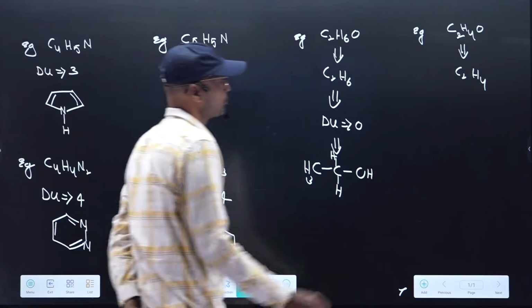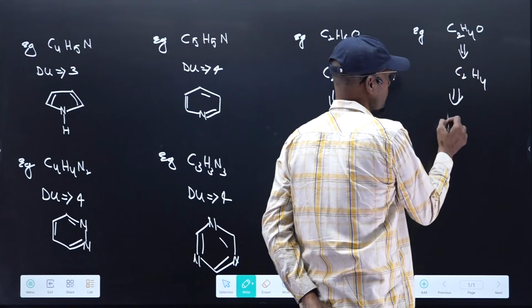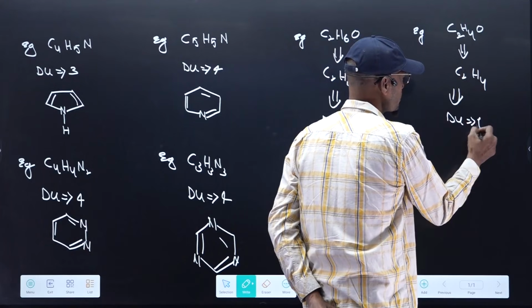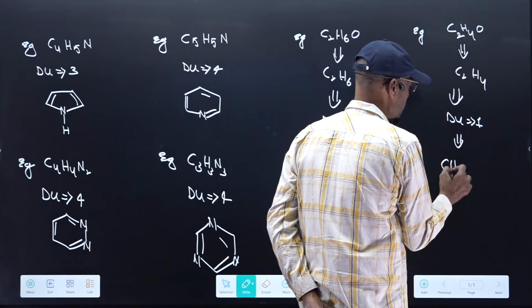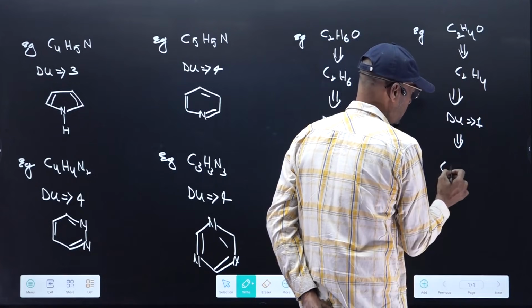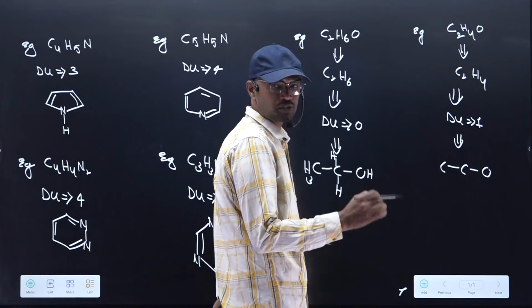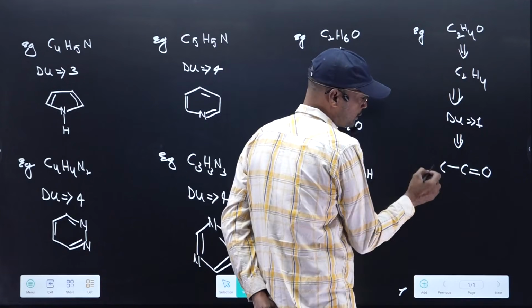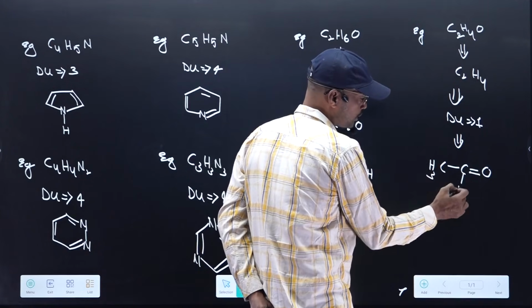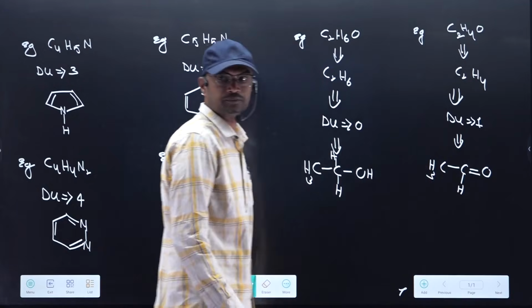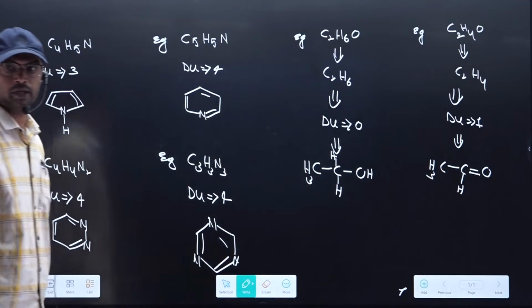What about DU for C2H4O? DU is 1. So one structure we can create. See, carbon, carbon, oxygen, right? Put one double bond anywhere, your wish. So I can put the double bond here. Then here balance with 3 hydrogens, here 1 hydrogen. Acetaldehyde. You can create an alcohol also, vinyl alcohol.